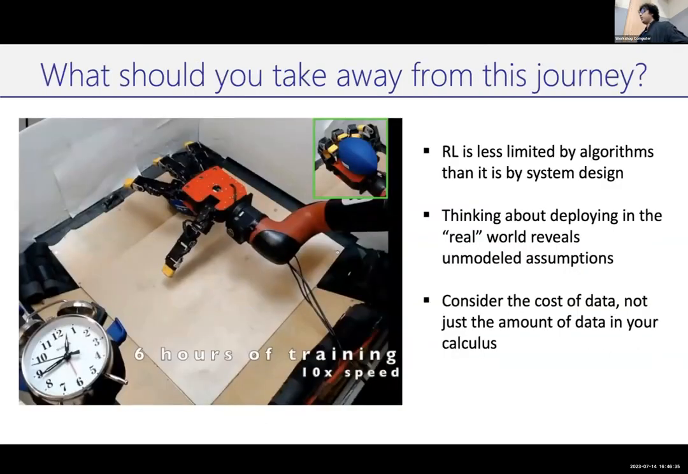The higher level point to take away is that I think that RL is less limited by algorithms than it is by systems. And when you think about deploying things into the real world, you can't really cheat, right? So you can't really cheat the assumptions. And so it's useful in terms of designing better algorithms to know where to focus. It's useful to try and deploy your systems in the real world. And considering the cost of the data, not just the amount, is a useful mechanism.